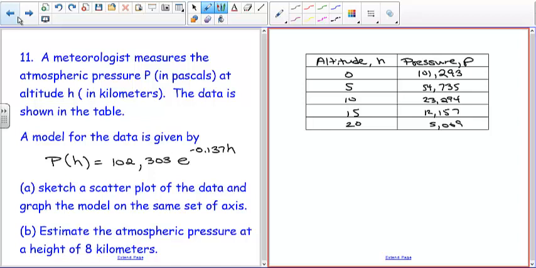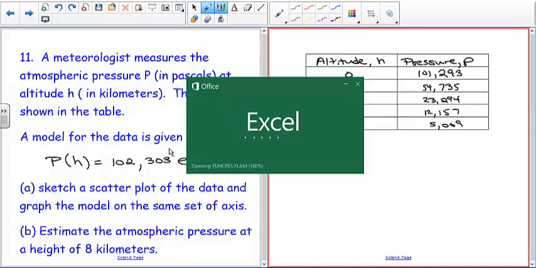So the way we're going to do this, we're going to use Excel to do a scatter plot, and then we can also plot this. Now it says to estimate the atmospheric pressure at 8 kilometers, all we have to do is stick 8 into there for the height, and that'll give you an estimate, because this model doesn't give these exact numbers. I'll show you how they come up with this equation. We'll see how close we get with this equation. Hopefully you have Excel, which you do because the college provides it.